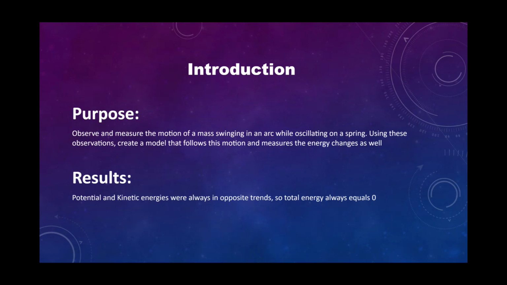The purpose of this lab is to observe and measure the motion of a mass swinging in an arc while oscillating on a spring. Using these observations, we have to create a model that follows the motion and measures the energy changes as well. For the results, I found that potential and kinetic energies were always in opposite trends, so the total energies always equaled 0.